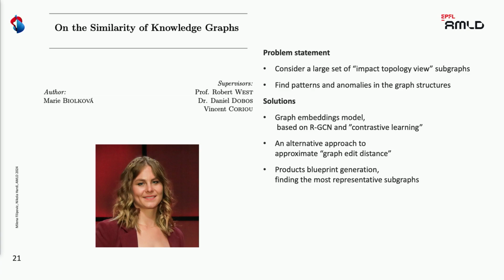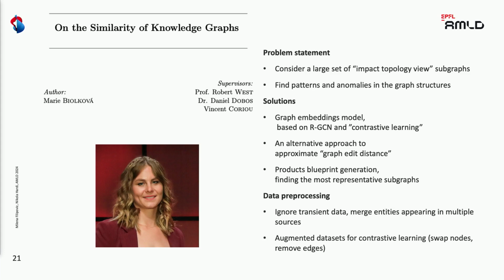This solution is based on graph convolutional networks and contrastive learning. A big part of this solution was figuring out the data, because we assume that all data in our graph is good. We don't really have negative examples where the data is bad, or we are not sure where it is. So what Marie did, she augmented the data set by constructing negative samples and then trained the embeddings for that.